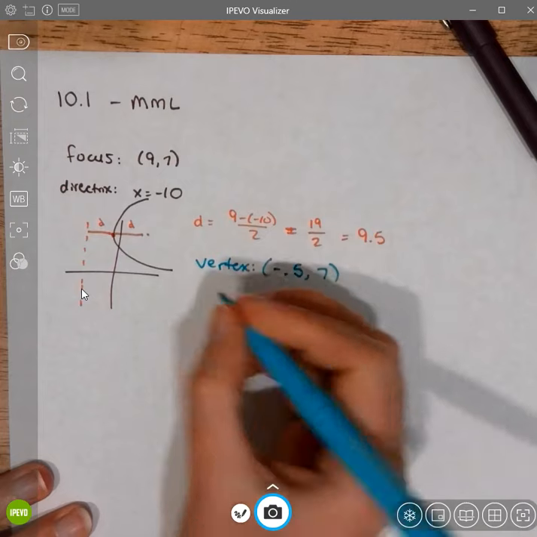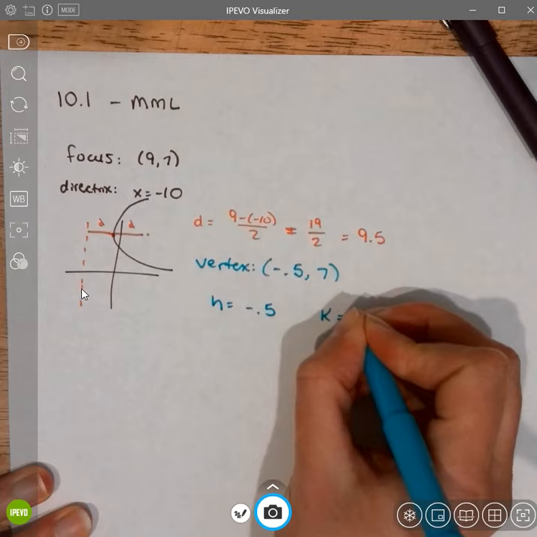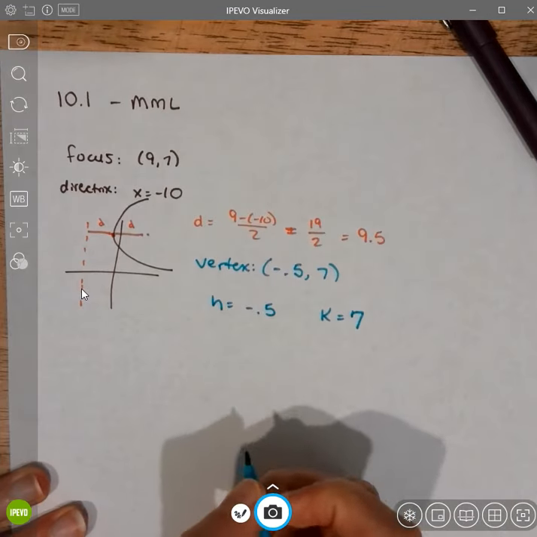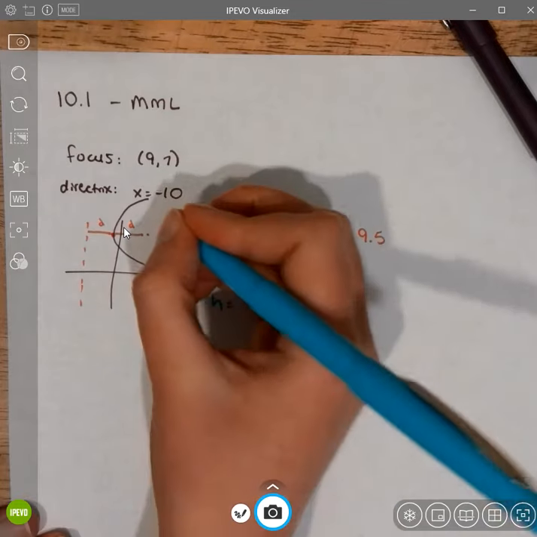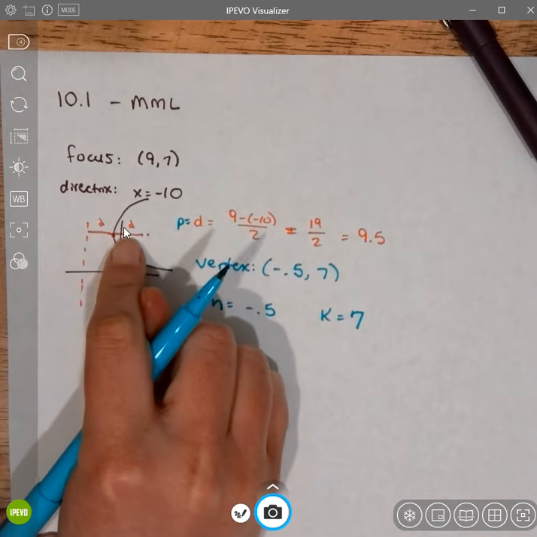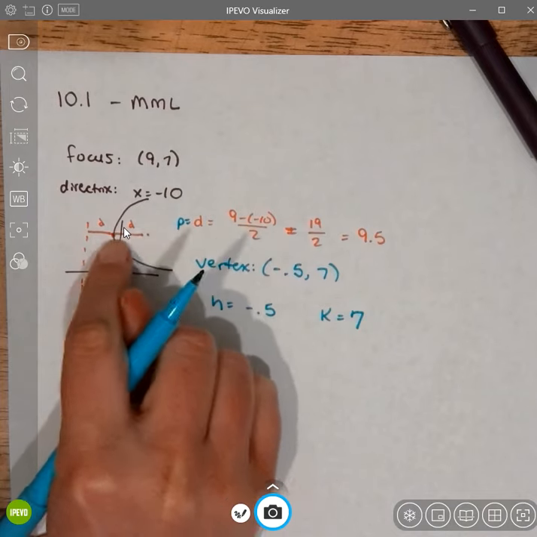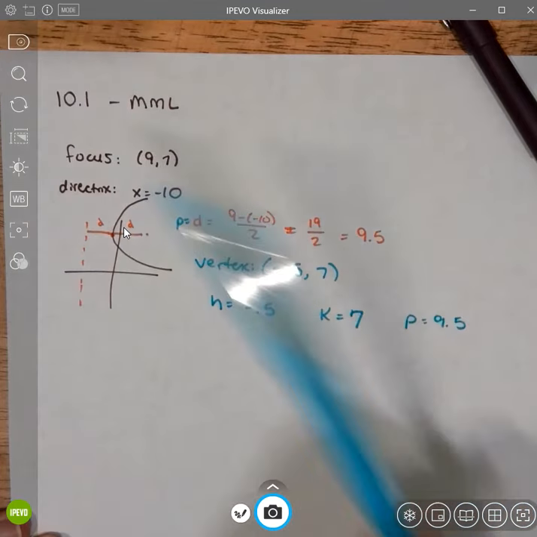Okay, so from that vertex, we have the h value and the k value. The h value is -0.5, the k value is 7. And then we need to know the p value. So the p value is the amount that we add on. I could have called it p instead of d. I call it d for distance. That's our p value right there. It really is the p value because that's the distance between the focus, the directrix, and the vertex. So our p value is the 9.5. We already found it.